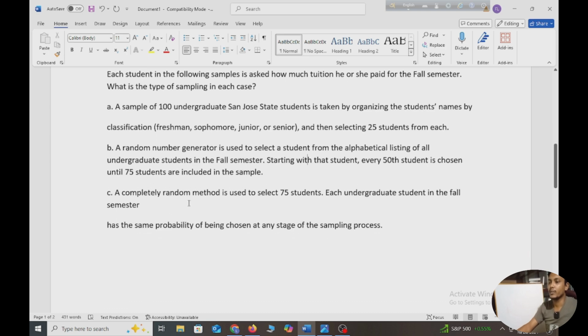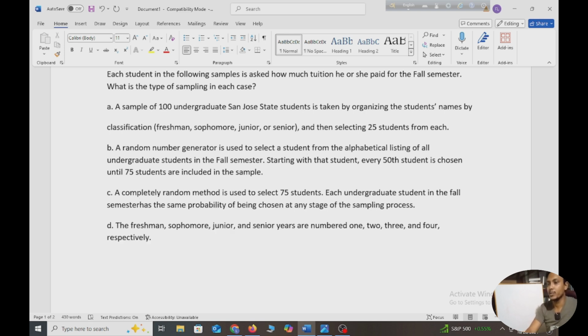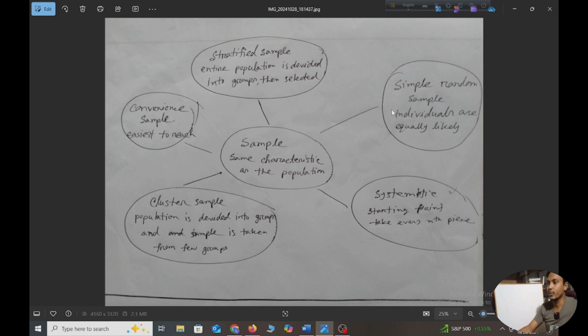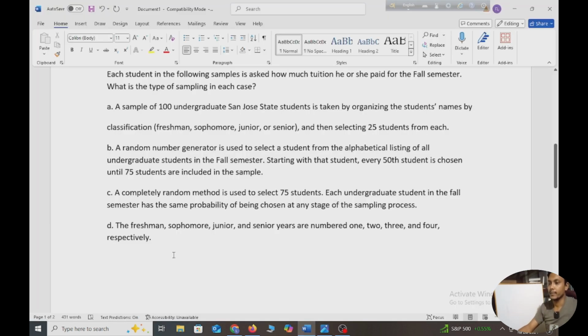A completely random method is used to select 75 students. Each undergraduate student in the fall semester has the same probability of being chosen at any stage of the sampling process. So according to our discussion, this is a simple random sample. If you don't understand what a simple random sample or systematic sample is, you can watch the previous video and understand this again, right? We need to be used to these terms, guys, because we will need them.